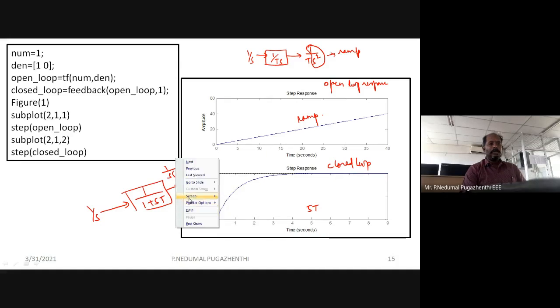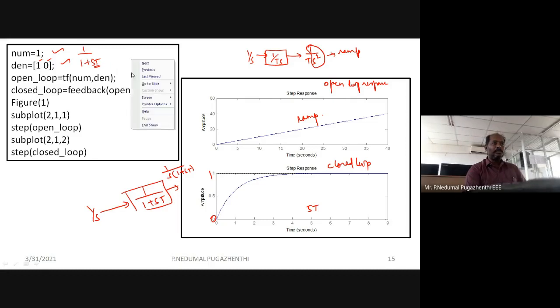Okay, this is using MATLAB. This is a small code for finding the numerator and denominator. This is 1 divided by S. The S coefficient is given as 1 here, and the constant value becomes 0. Actually, this is not 1 by ST, it is 1 by S.